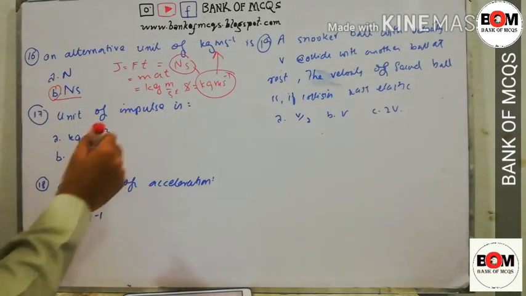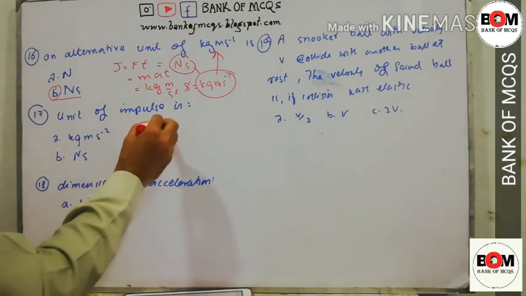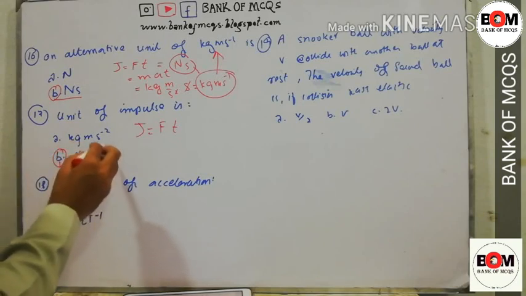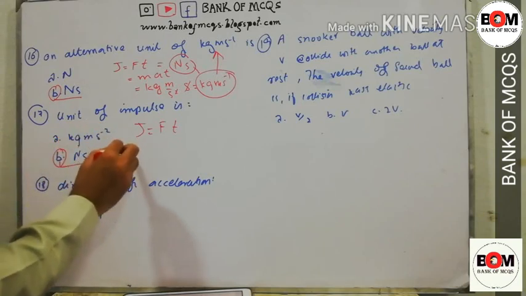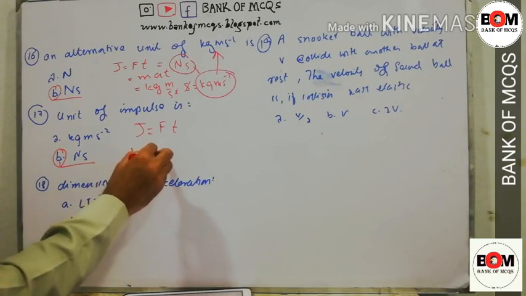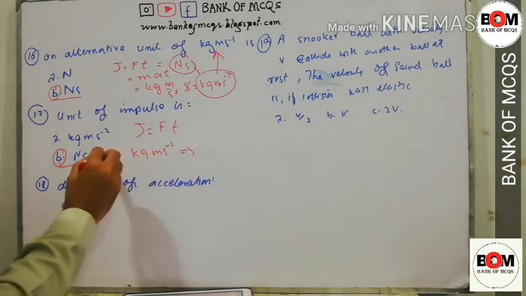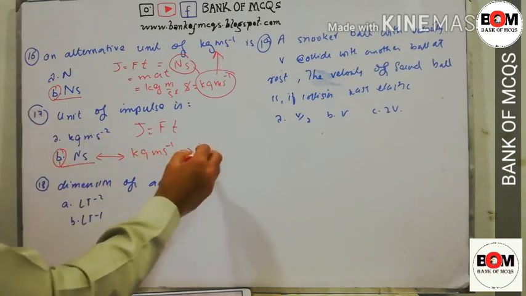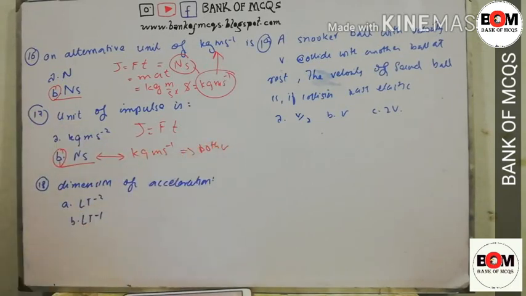17. Unit of impulse. So we know that J is equal to Ft. Unit of impulse is Newton multiplied by second, or if they give another option, kilogram meter per second, and if we find both of these in the options, then we will mark both.